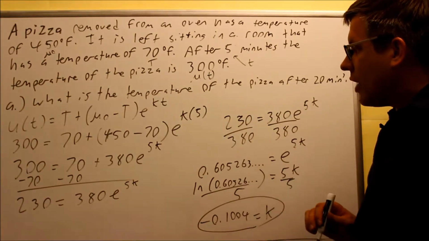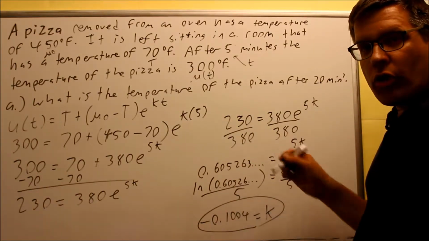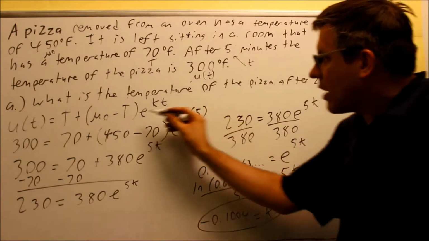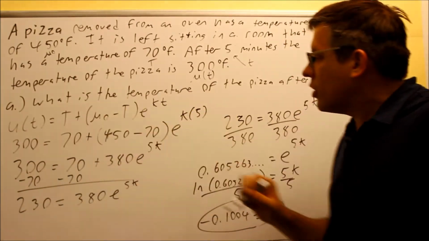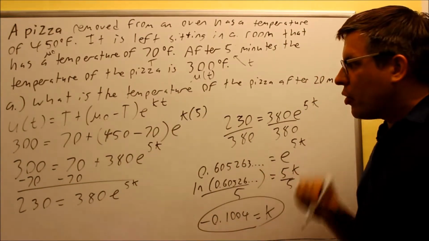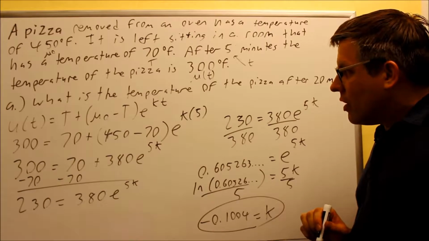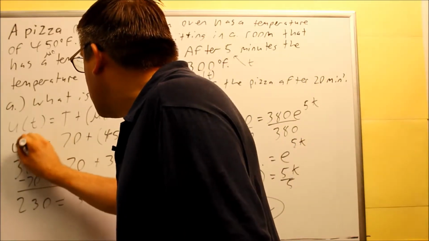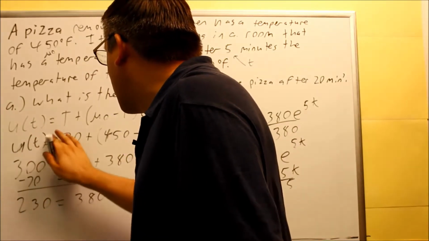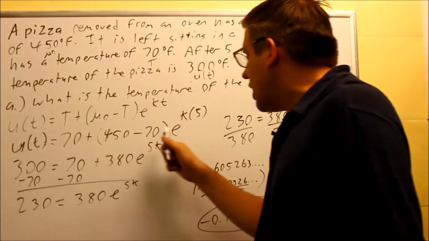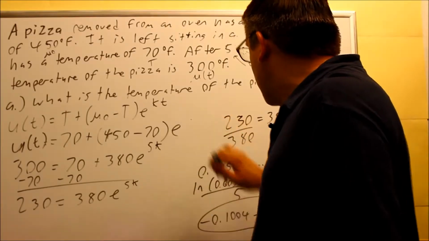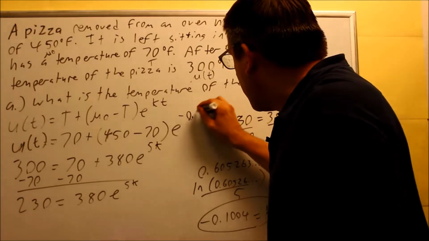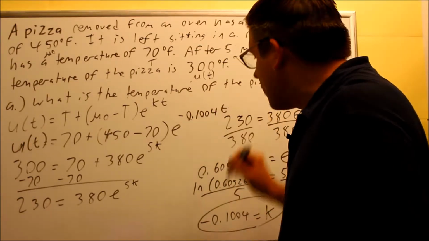After going through all that, we now need to form the exact formula that we're going to use to answer part A. Here's the original formula that we have there. Now I'm going to put in the given information that we had before. So you'll have u of t right here, and then this is all the same. I'm going to leave the k value I now know because I solved for it here, negative 0.1004, and then I have time.